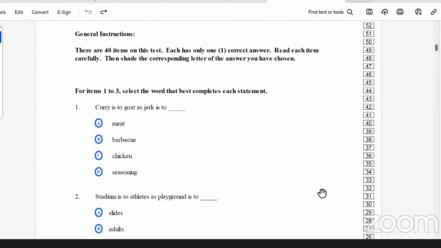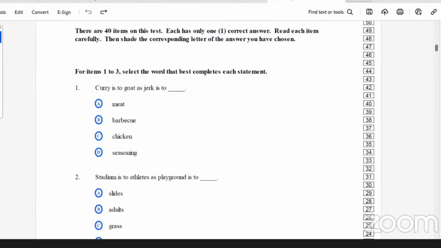All right, so again, there are 40 questions on the test and you are to read each item carefully, then shade the corresponding letter of the answer you have chosen. For items 1 to 3, you're going to select the word that best completes each statement.